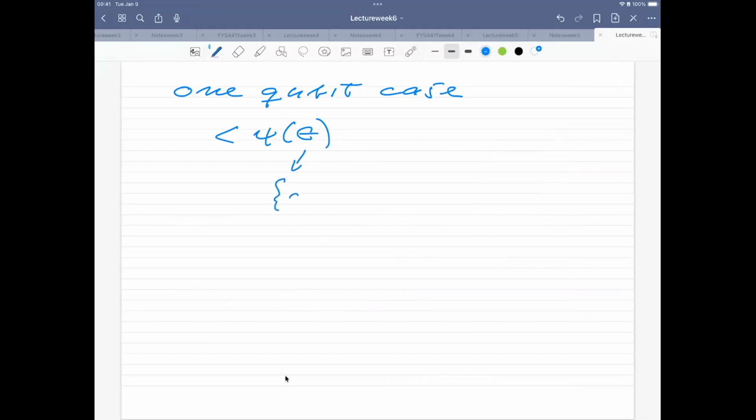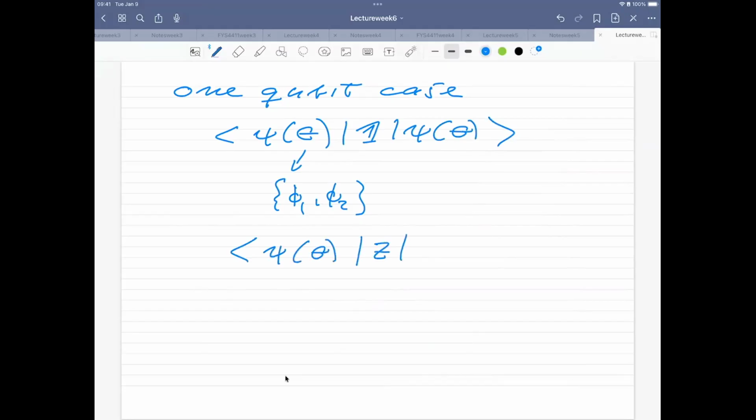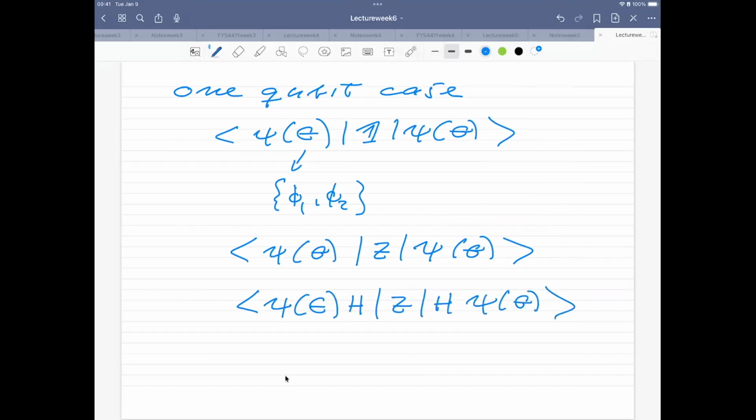So just to remind you of that one. So this is going to be given by a phi 1 and a phi 2 here. And then I'm going to have an identity matrix times some constants. I'm going to have a psi of theta. I'm going to have the Z matrix, which is pretty easy to calculate. And then I need to set up theta, and then I need a Hadamard. And then I have the Pauli Z, and then I have a Hadamard acting on psi of theta. So this is my original X.